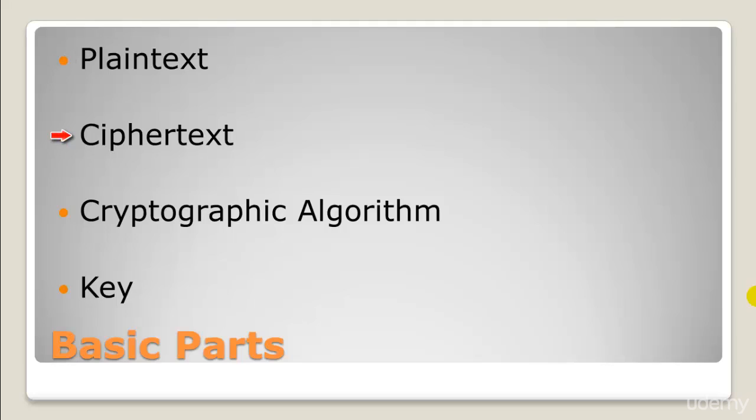The second part is the ciphertext. A ciphertext represents a plain text rendered unintelligible by the application of a mathematical algorithm. Ciphertext is the encrypted plaintext that is transmitted to the receiver.